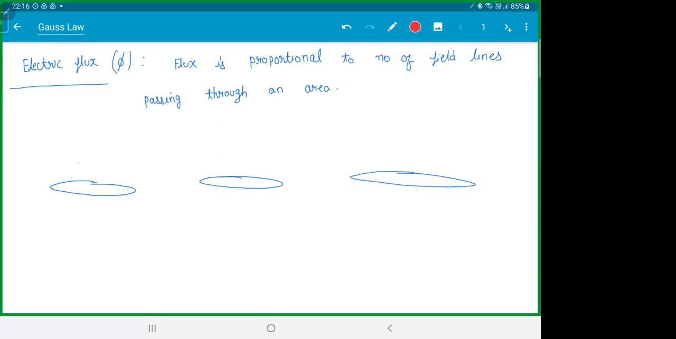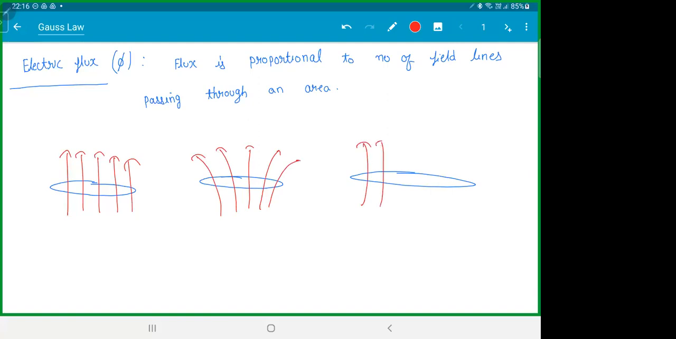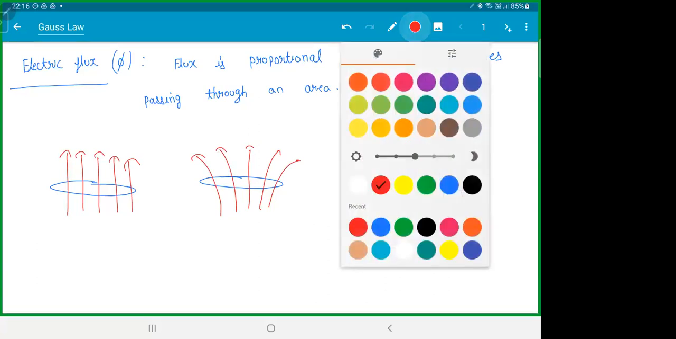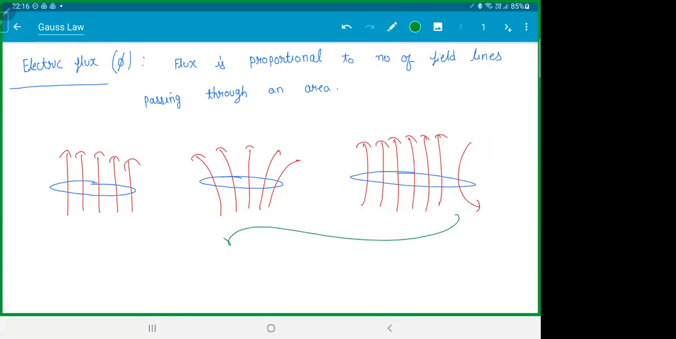So if you have field lines passing like this, or if you have field lines passing like this, or if you have field lines passing like this, meaning 5 are going this way, 6 are coming this way, we say all of them have the same flux.